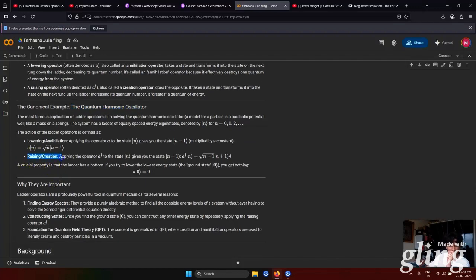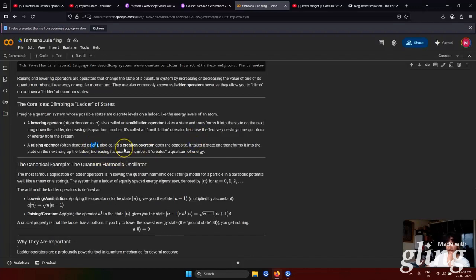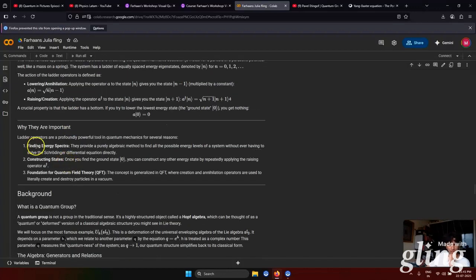See over here, raising and creation. And since these operators are matrices, if the operator is A, then A dagger is our creation operator. Alright, so why are they important?